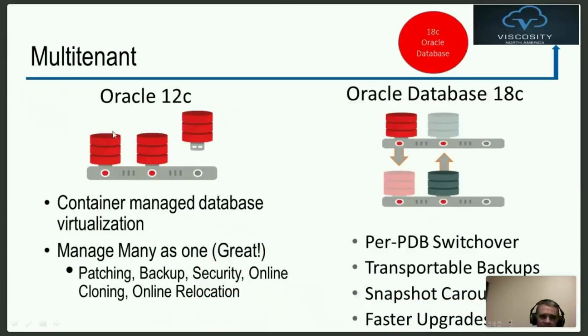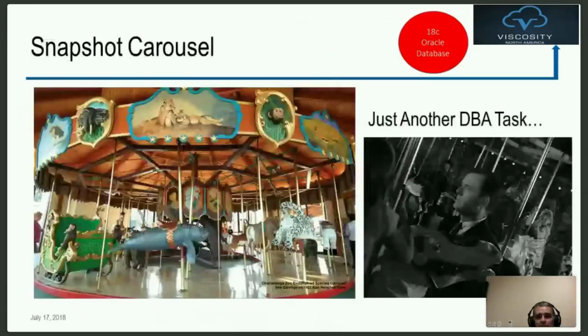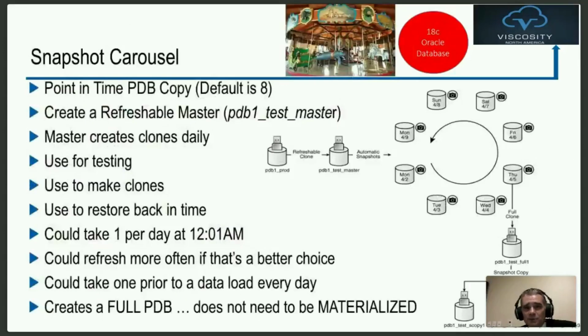Also in 12c, we saw containers, pluggable databases, and so on. In 18c, now they're going to leverage those. You say, gosh, I didn't want to go to multitenant. Well, now you're going to see a lot of reasons why you want multitenant. One of them, and maybe my favorite feature of all, if you followed me on Twitter, I put this one out there very quickly, was Snapshot Carousel.